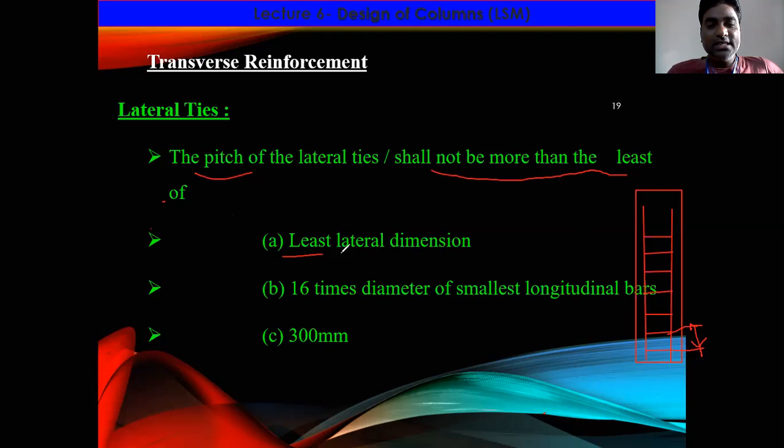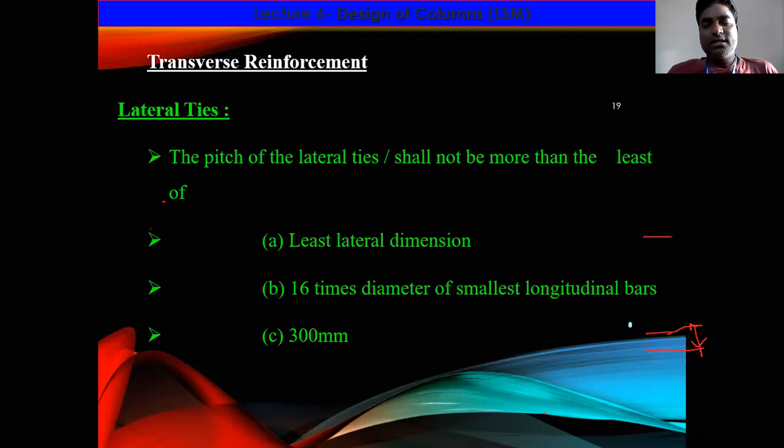The lateral ties pitch should not be more than the least of the following. That is least lateral dimension. Next one is 16 times the diameter of the smallest longitudinal bar, and 300 mm, whichever is less, that should be provided as your pitch. That means the pitch should be the least of these: one is least lateral dimension, and another is 16 times the smallest longitudinal bar diameter, and 300 mm, whichever is least, that should be provided as your pitch, right? So this is about the lateral ties.